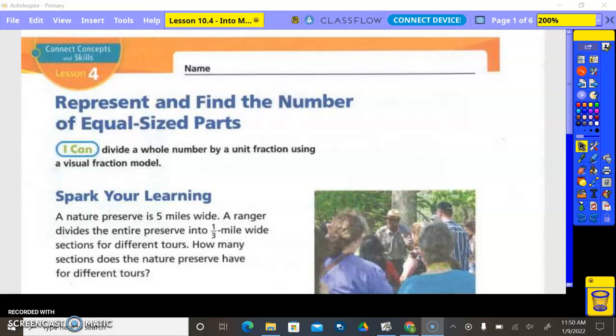Fifth grade math lesson 10.4. Represent and find the number of equal sized parts. I can divide a whole number by a unit fraction using a visual fraction model.